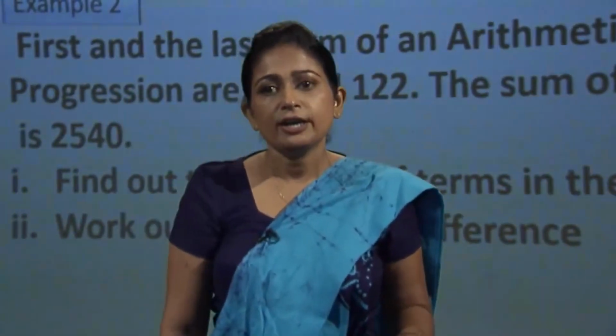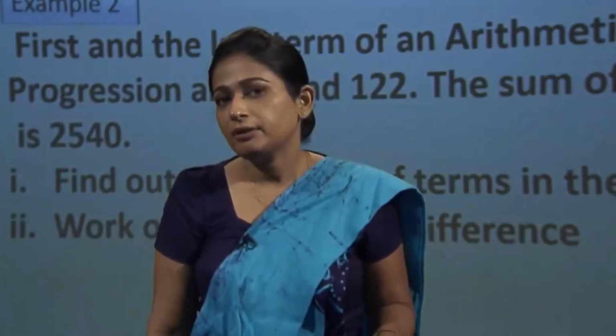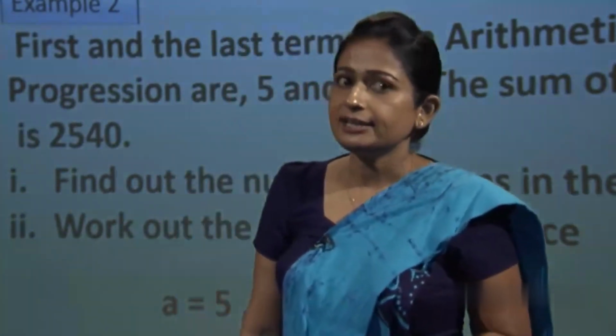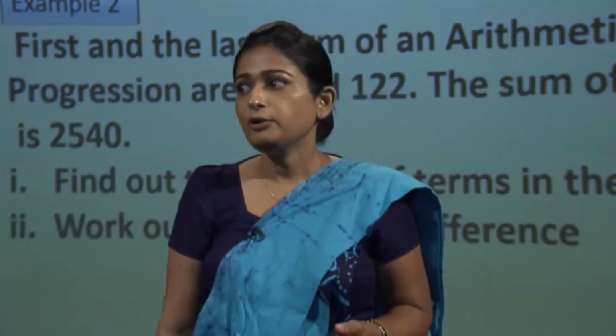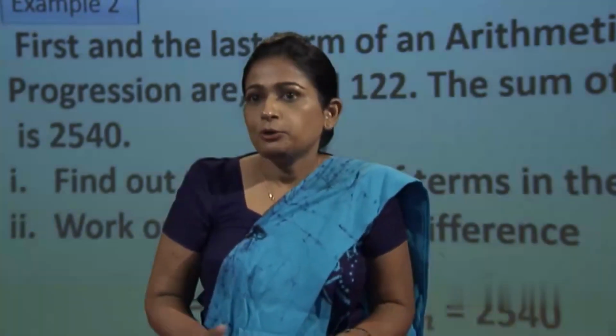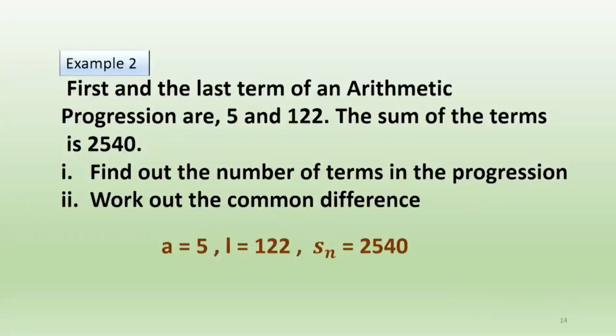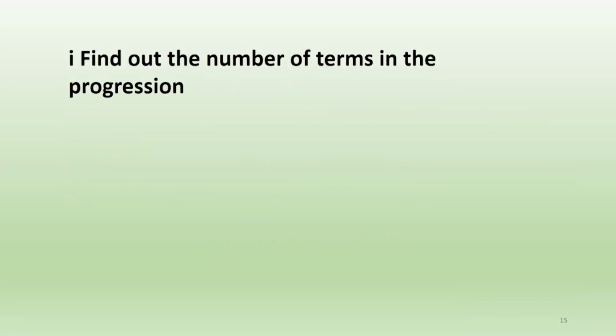First term is 5, that is a, and the last term can be represented using the letter l, that is l equals 122. Then Sn, we don't know n. Sn equals 2540. So what's the first part of the question? Find out the number of terms in the progression. So how do we do that?